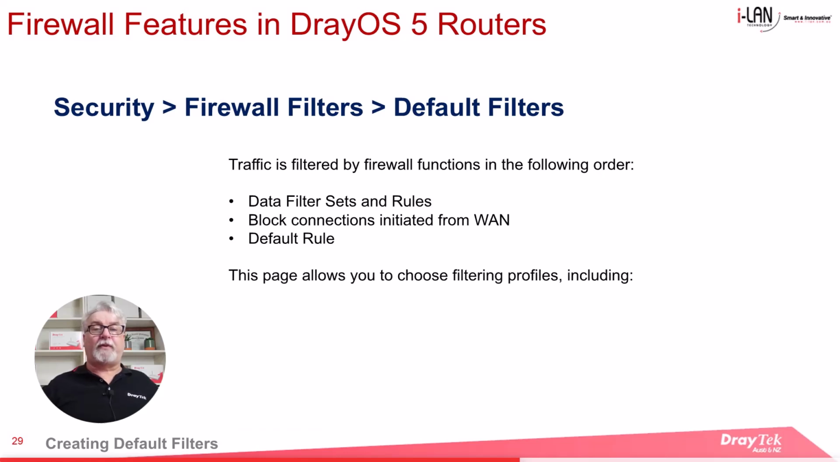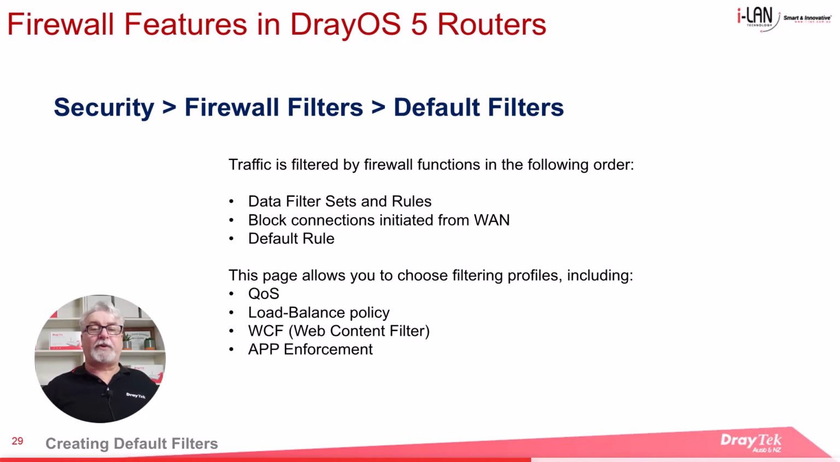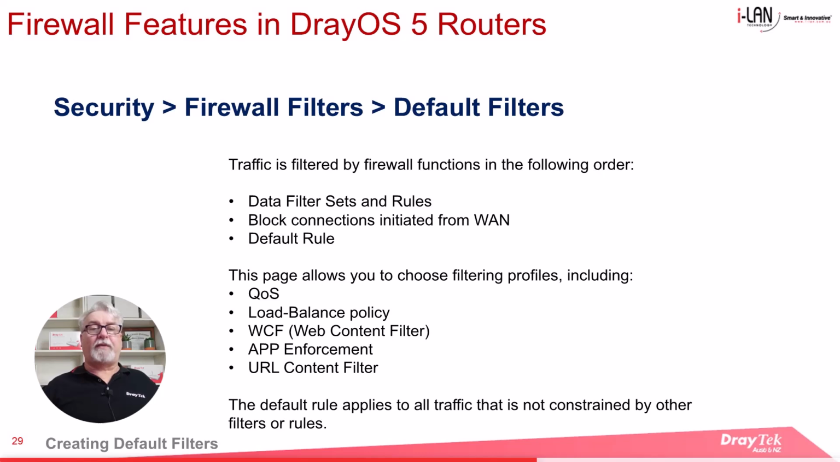Additionally, there are options to choose from various filtering profiles, including QoS, quality of service, managing and prioritizing data traffic, load balance policy, distributing traffic across multiple connections for better performance, WCF, web content filter, filtering web content to block access to unwanted sites, app enforcement, enforcing application level filtering rules, URL content filter, blocking or allowing access to specific URLs. Finally, the default rule is applied to all traffic that is not constrained by other filters or rules, ensuring that no data is left unprocessed.